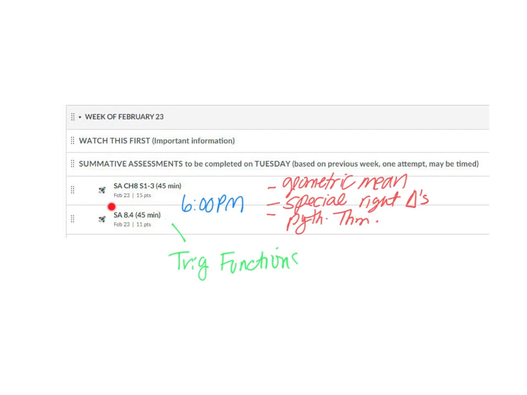Our second one deals specifically with our section from last week, which is our trig functions. So using sine, cosine, and tangent to be able to find the sides of the triangles, and then using the inverse functions to be able to find the angles. So keep in mind that summative assessments are being completed on Tuesday, and that is due by 6 p.m. this evening.